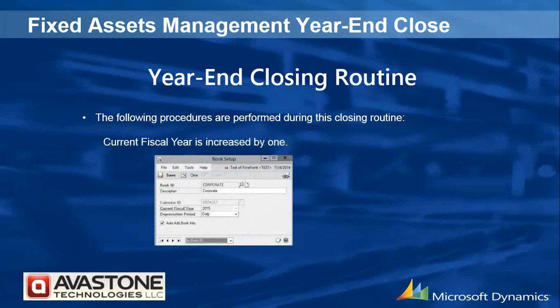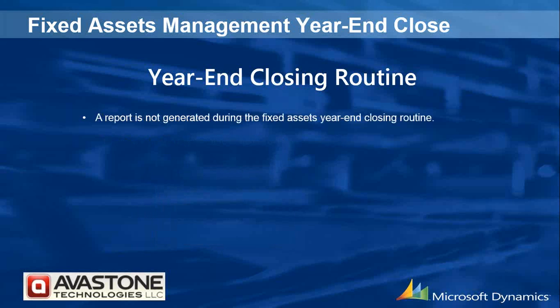In addition to those asset fields that have changed, you'll also want to verify that your current book year is now your new fiscal year. So you'll find this in Tools, Setup, Fixed Assets, and Book Setup. The current fiscal year should have increased by 1, and in our example is now 2015. If all of those fields have changed as directed, you've had a successful fixed asset year-end close.